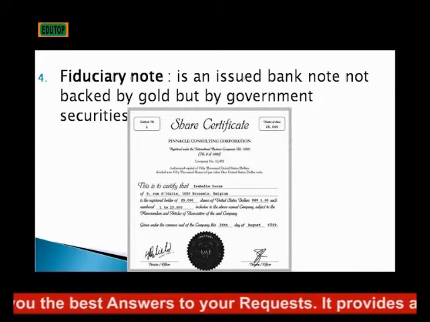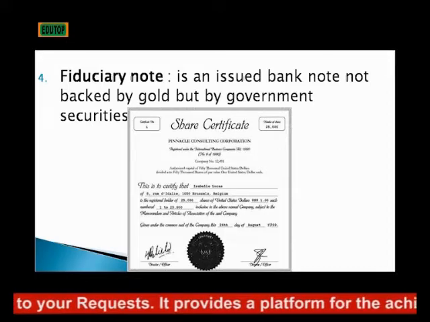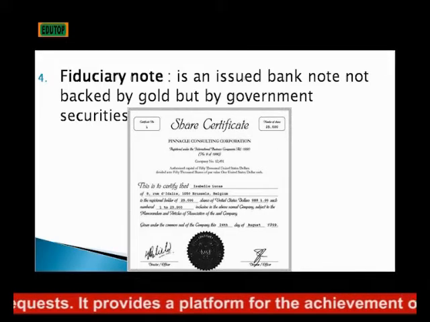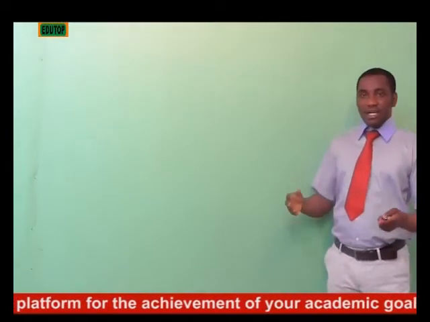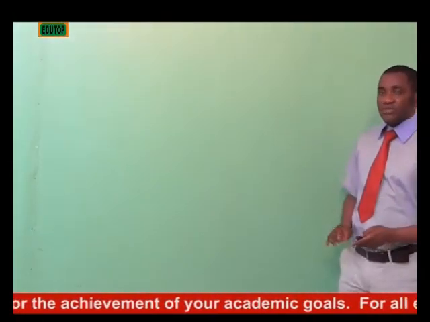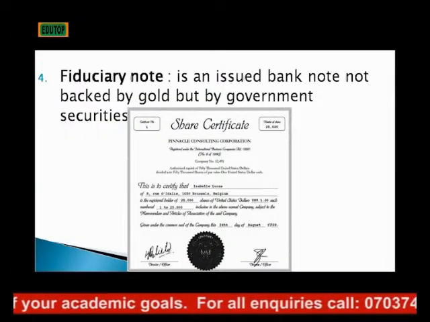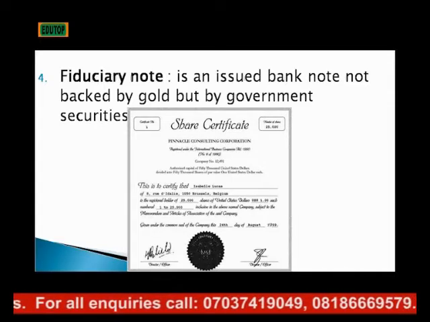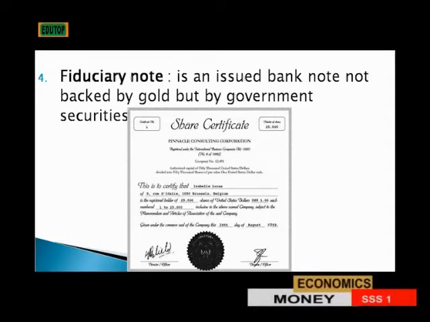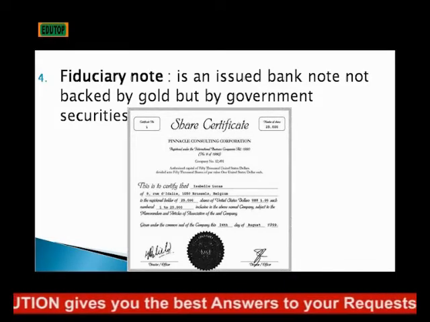Another type of money is what we call fiduciary money. Fiduciary money is an issued bank note, not backed by gold, but by government security. Example is what we call share. Share is a kind of money in the banking sector and is part of the money that we have. See an example of share certificate showing the number of shares that a particular person is having in a particular company or the other, showing the amount of money such a person is having in that organization. That is another type of money.